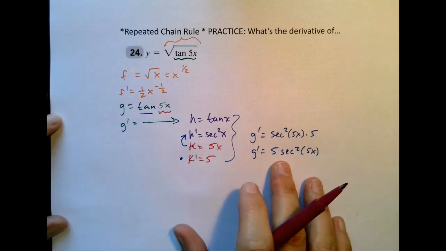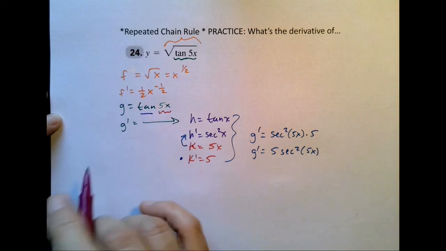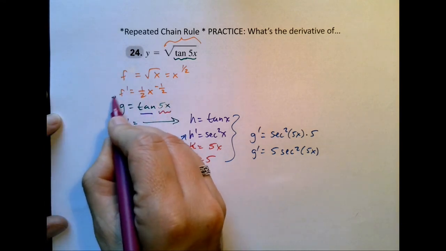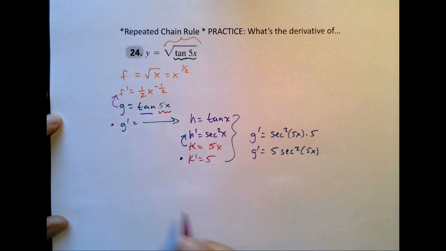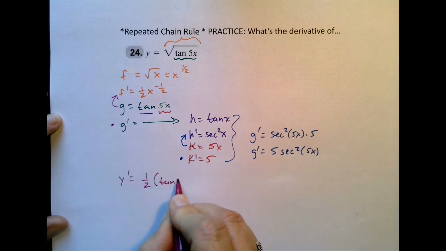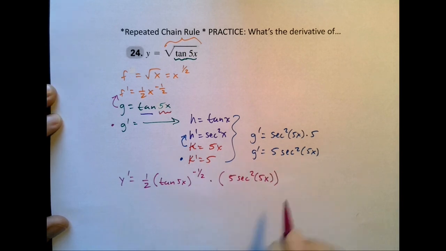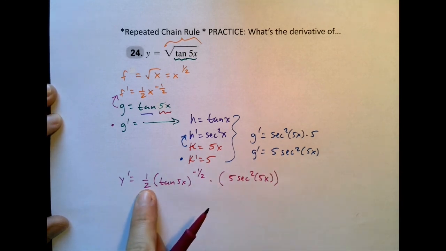Now that I have this g prime, now I'm ready to go back to my original chain. So it's f prime of g, or the derivative of the outside with the inside left alone, times the derivative of the inside. Now in this case, I can see I have a half coefficient here and a 5. I'm going to go ahead and rewrite those in front.